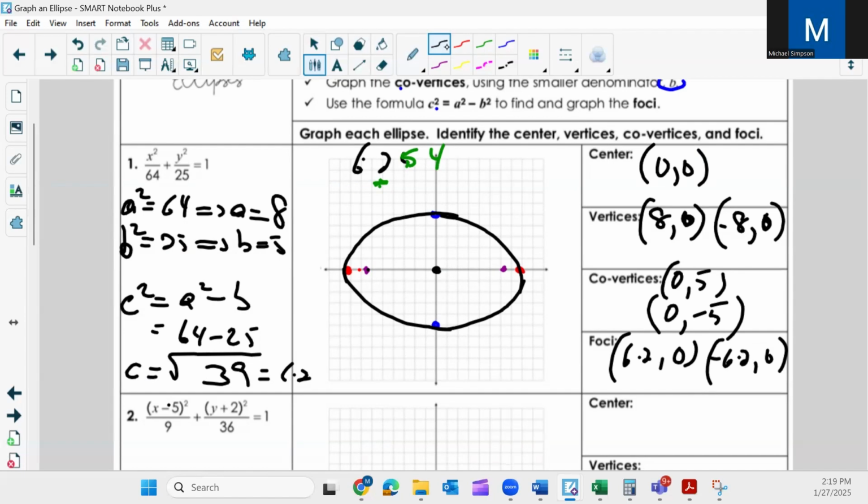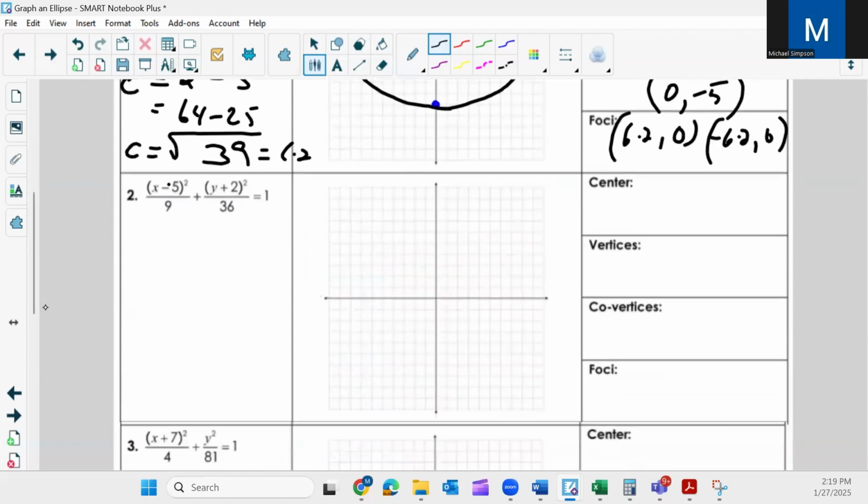All right. Okay, let's try the next one. I want you to try this one on your own now. I want you to start it. Find your center. Get your A and B values. It's going to be horizontal or vertical. Got it?